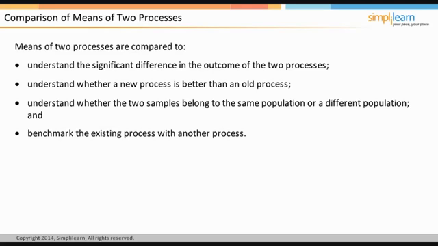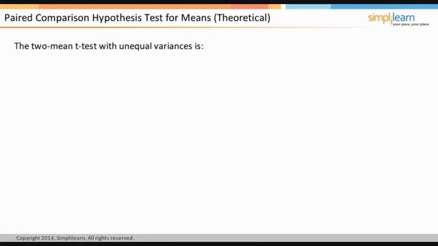Let us proceed to the next screen to learn about the paired comparison hypothesis test for means. The example of two mean t-test with unequal variances is discussed here. Null and alternate hypotheses are defined. The average heights of men in two different sets of people are compared to see if the means are significantly different. For this test, the sample sizes, means, and variances are required to calculate the value of t.